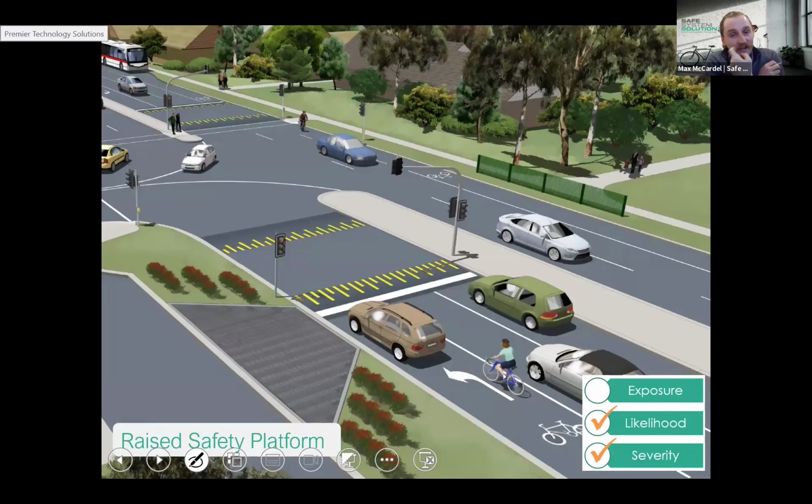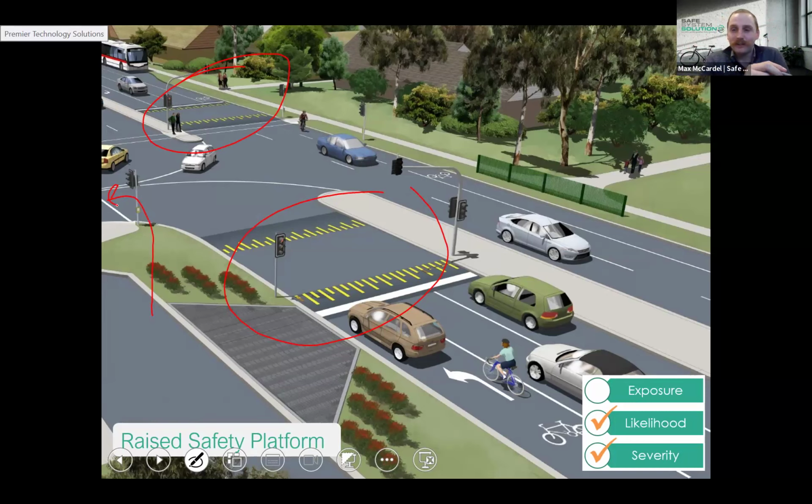This is an artistic impression of that intersection that we were looking at. It's since been installed. And the raised safety platforms are only installed on that arterial, on the north-south leg, because we don't really need to slow down vehicles on the local street because they are the target vehicle. We want to slow down the bullet vehicle, the one that's causing the impact. So that's why we see the raised safety platforms on those legs.